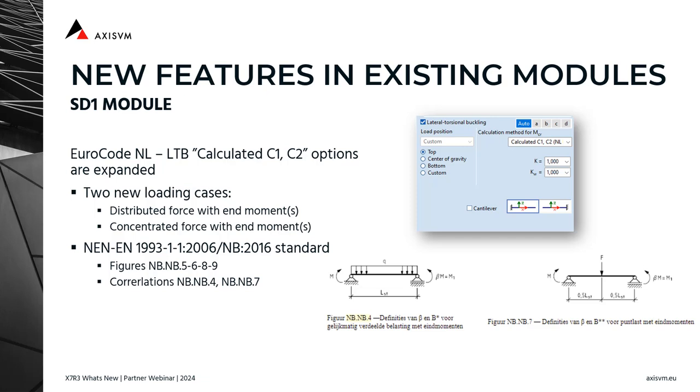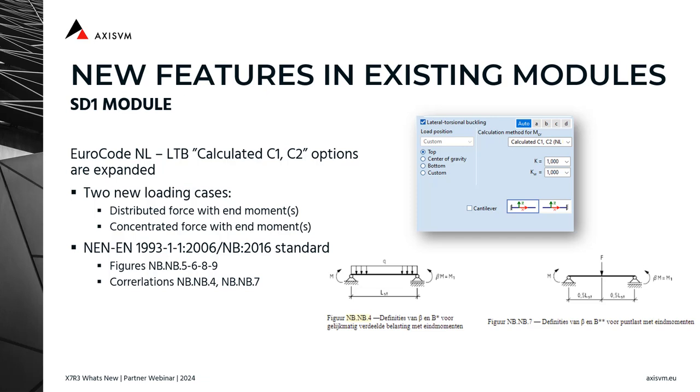The second new feature of SD1 is implemented for requests from our partners from the Netherlands and affects only the Dutch Eurocode. For the lateral torsional buckling check, the Dutch National Annex provides a special method to calculate C1 and C2 coefficient values. Based on prescribed structural and load patterns in the National Annex, AXISVM tries to calculate the factors accordingly. If there are no matching patterns, conservative C values are being used for the LTB calculation.